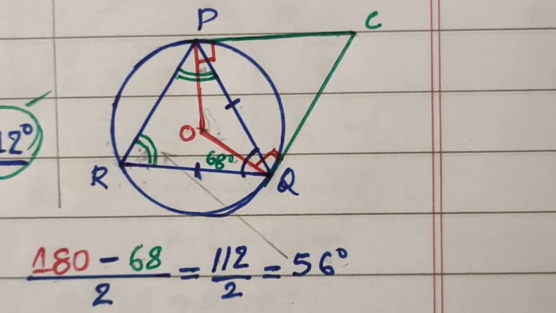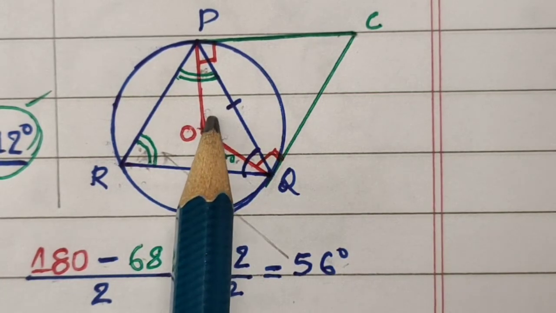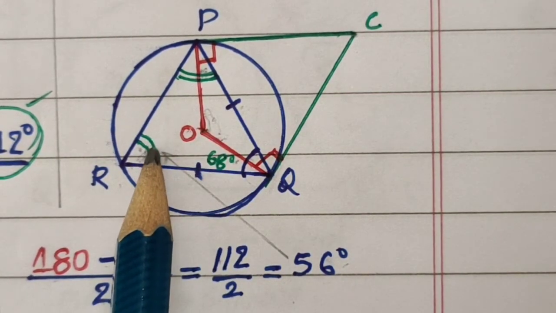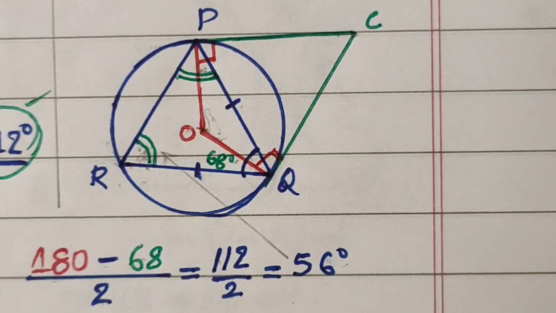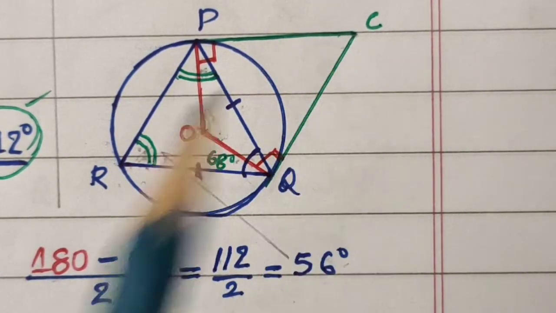We know that the angle made by an arc at the center is double the angle made by it at a point on the remaining part of the circle. Therefore, this is equal to 2 times this. 56 into 2 has given 112. So one part is over. We need to find out this angle.